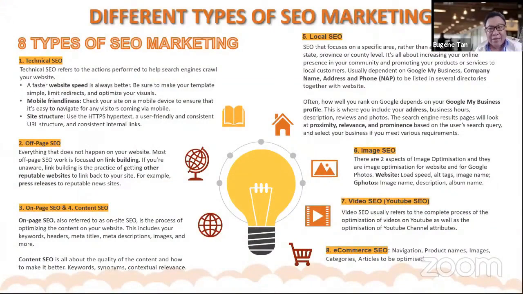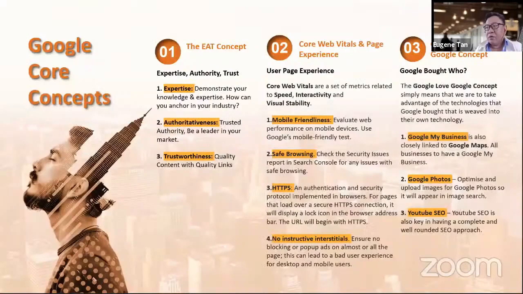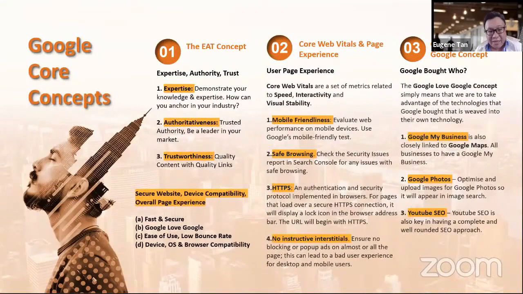Very quickly, 8 types of SEO: technical SEO, off-page SEO, on-page SEO, content SEO, local SEO, image SEO, video SEO, e-commerce SEO, right? So basically, what Google is looking at at the end of the day is whether your website is fast, whether you use the Google properties for your ranking, is it easy to use, no bounce rate. Bounce rate means when people come to your page and then they just close the browser, right? And whether your website is device compliant, right?